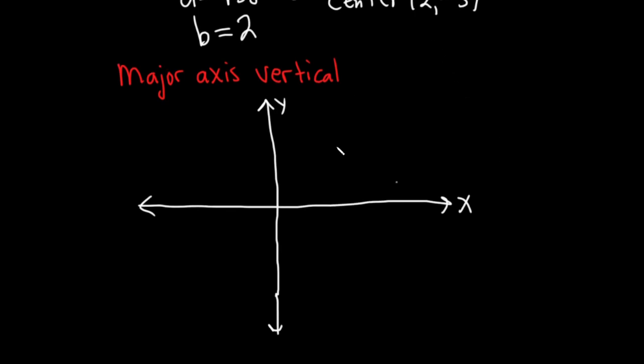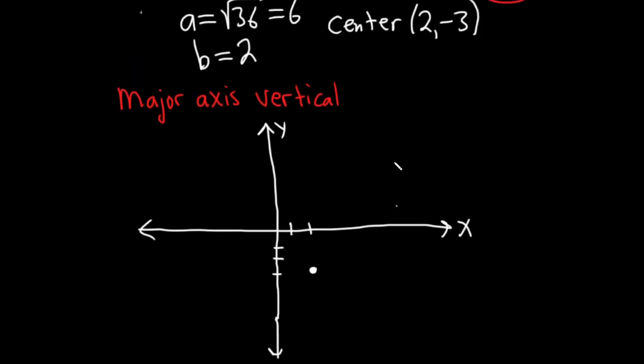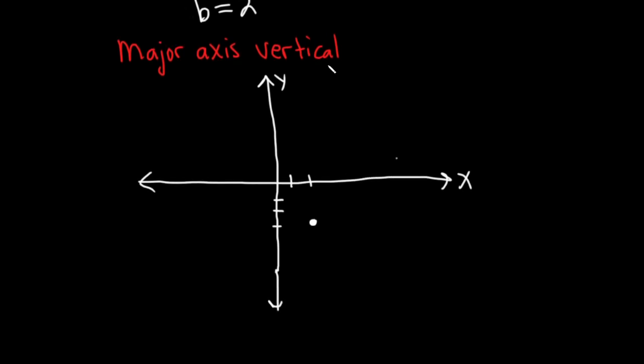So we'll start by plotting the center, which is 2, negative 3. I really want to draw little tick marks. So 1, 2, 1, 2, 3. There's the center. It just really helps to have graph paper, which we don't have here. So 2, negative 3. Because the major axis is vertical, we're going to go up and down by 6. So from the center, you go up 6: 1, 2, 3, 4, 5, 6. And then we're going to go down 6: 1, 2, 3, 4, 5, 6.